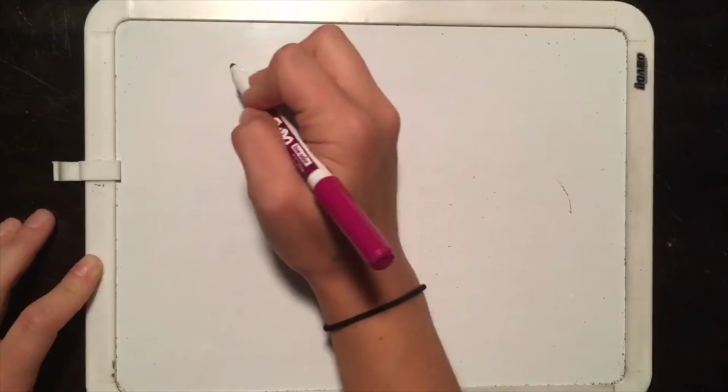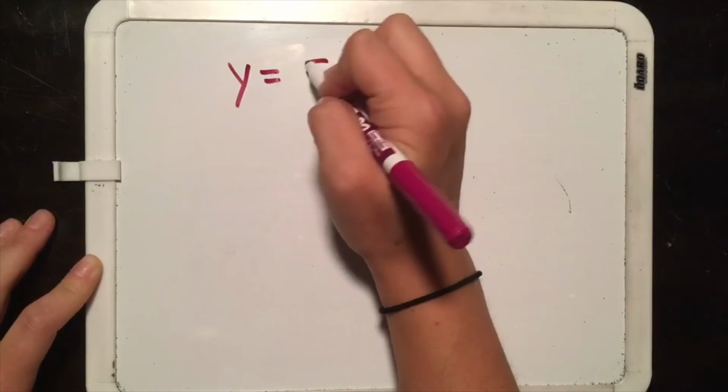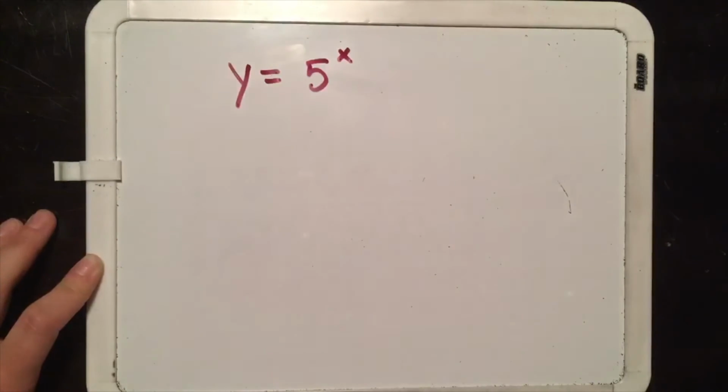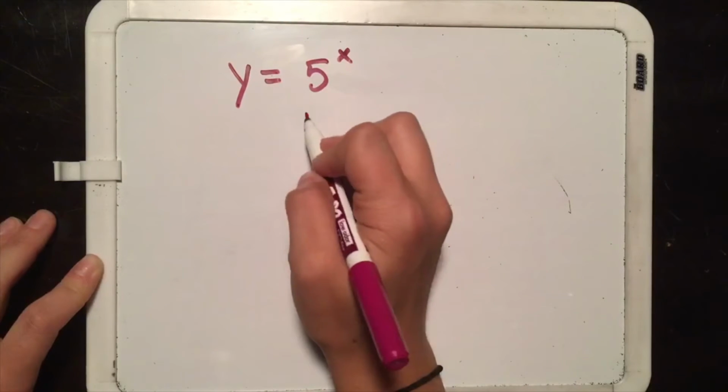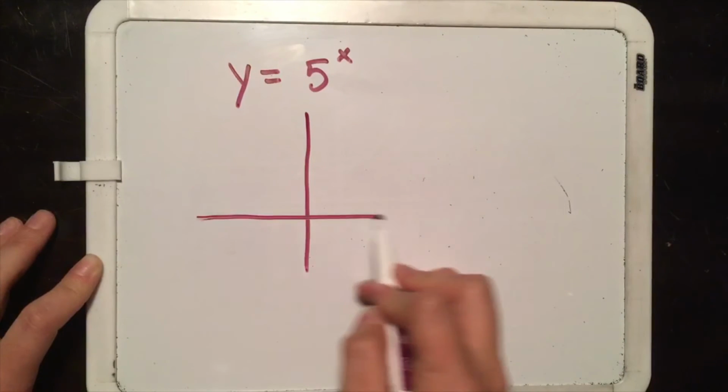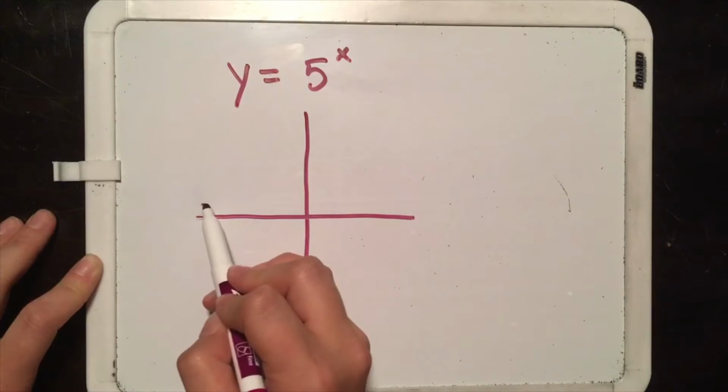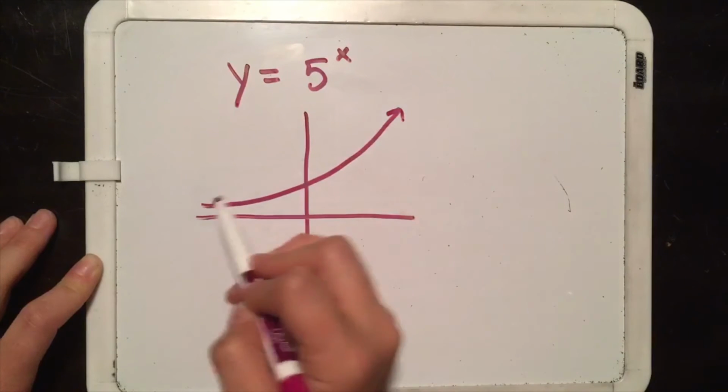I have one more example to go through today. y equals 5 to the x. This is an exponential function, and if we draw just a rough sketch of it, it's going to look something like this.